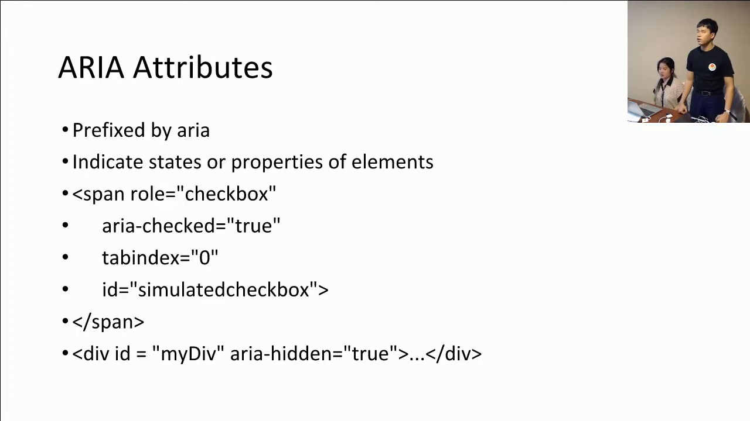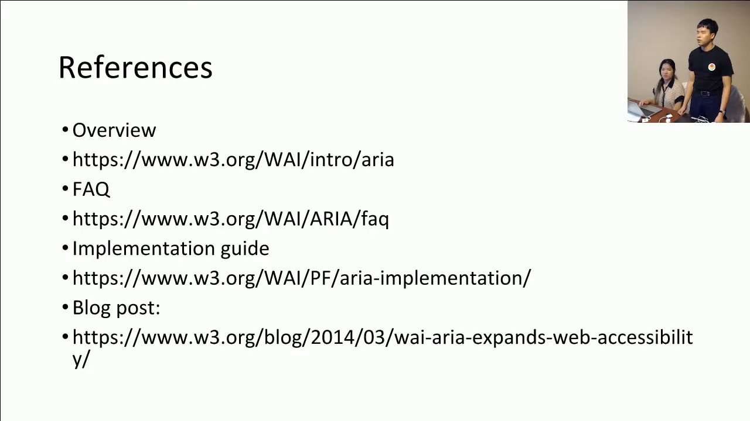Next is ARIA attributes. ARIA attributes tell you the state and properties of the elements. For example, again, a radio button or checkbox: if you set aria-checked to true, it will show that it is checked. Another thing is the aria-hidden attribute, which helps you hide an element from screen readers. Most of the attributes are prefixed by aria. And then references: if you need further information, you can go to those references to find articles about ARIA.